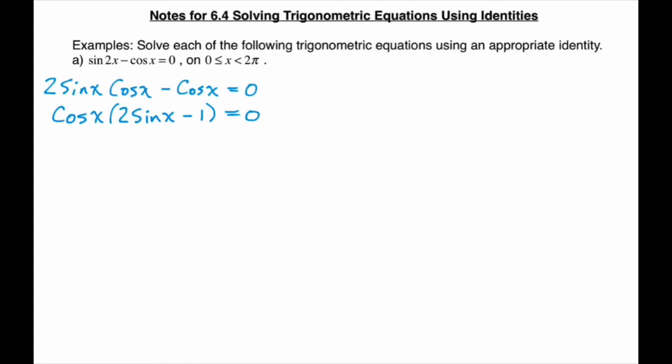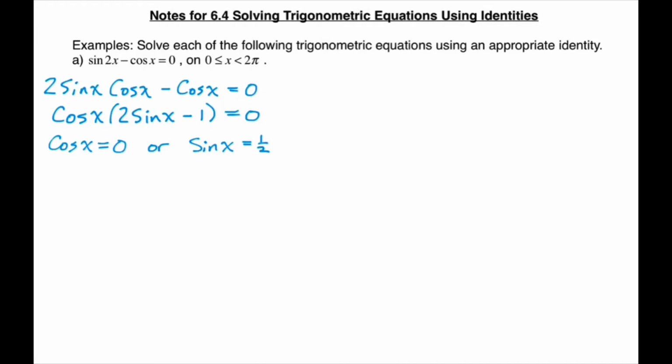And at this point, we've got it in factored form. So the first factor is cosine x, the second factor is 2 sine x minus 1. We can set each one of those factors equal to 0, and then solve. Notice that I've already done some work with the 2 sine x minus 1. So 2 possibilities, either the cosine x is equal to 0 or the 2 sine x minus 1 is equal to 0, which means that in that case sine x has to be a half.